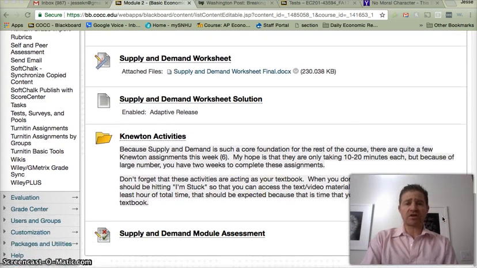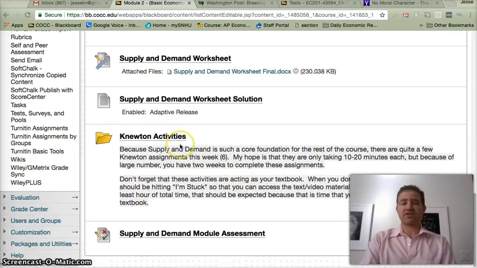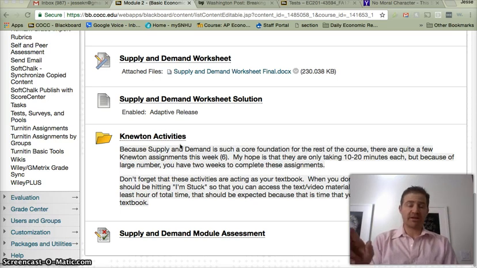After those two assignments, we do have Newton activities this week. Remember that we do not have a textbook for this course, and these Newton activities are sort of taking the place of that. If you get to a question that you're not sure about, you should be hitting I'm stuck. There's a little button there that says I'm stuck, and it takes you to some pages that are hopefully an engaging way to figure out the material for the questions.